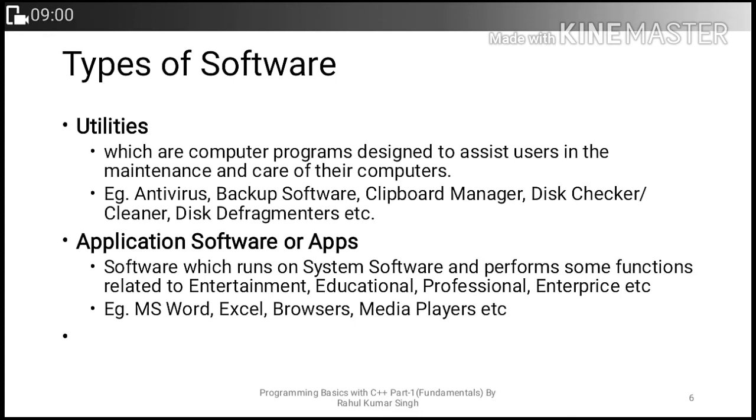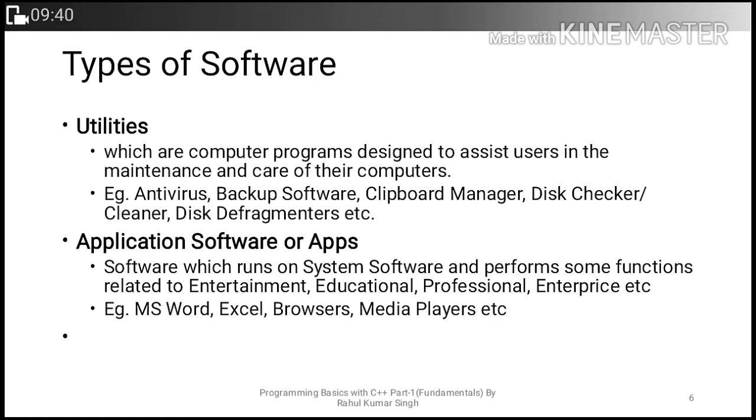Now utilities are also system software, designed to assist users in maintaining the system, or for the care of the computer. Like antivirus, backup software, clipboard managers. What is a clipboard? A clipboard is a small storage place where whatever you copy is stored. Then clipboard manager, disk cleaner, disk checker, disk defragmenter, these all are maintenance software or utility software.